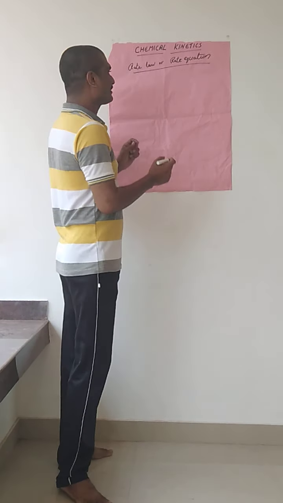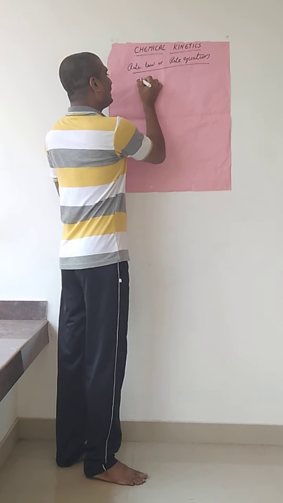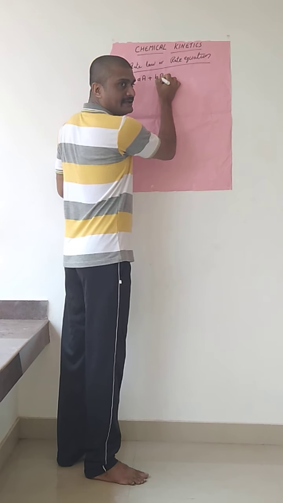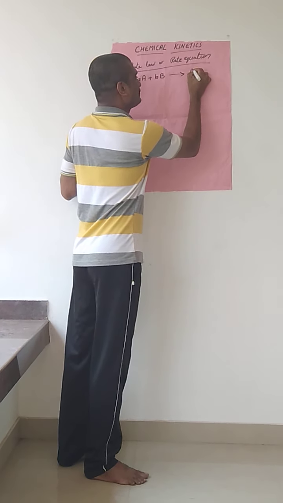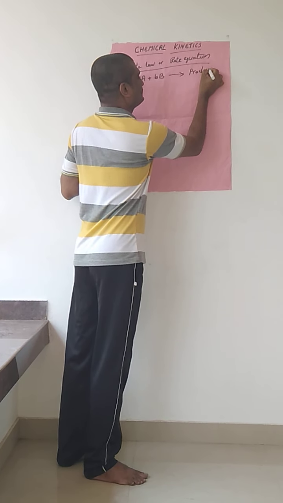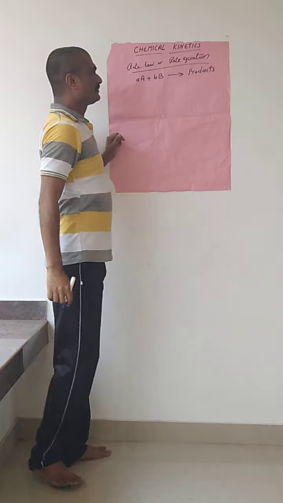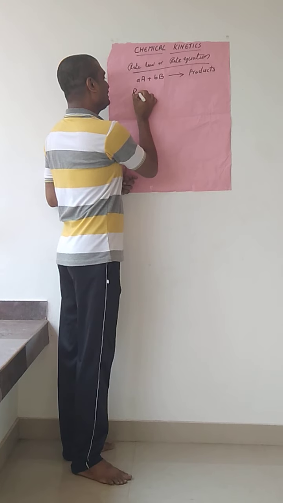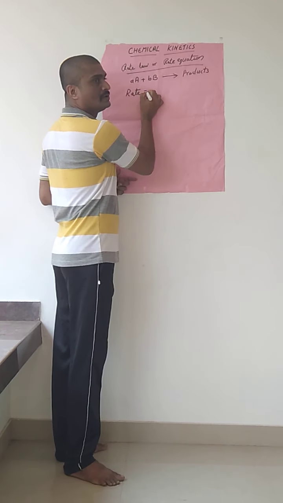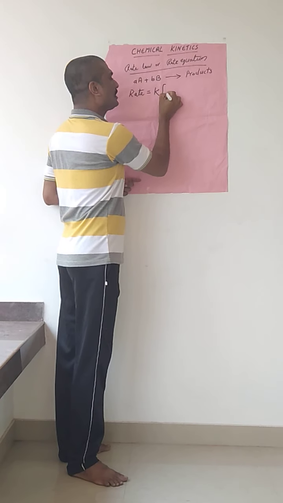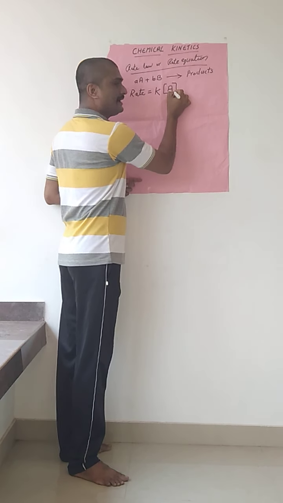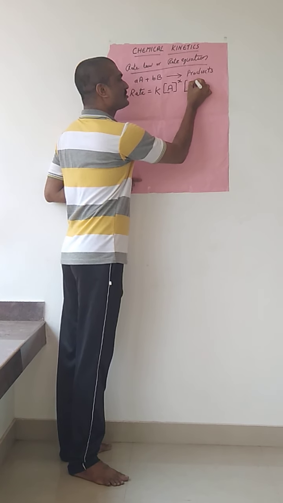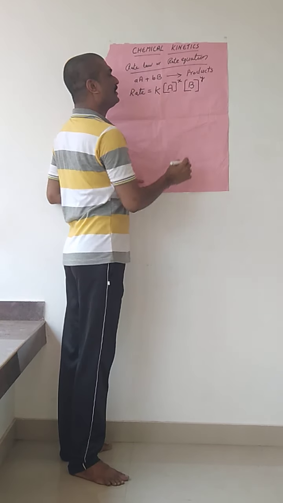We can consider a general reaction. A moles of A reacts with B moles of B, forms some products. The rate law for this reaction is: rate equals K into the molar concentration of A raised to X, into the molar concentration of B raised to Y.